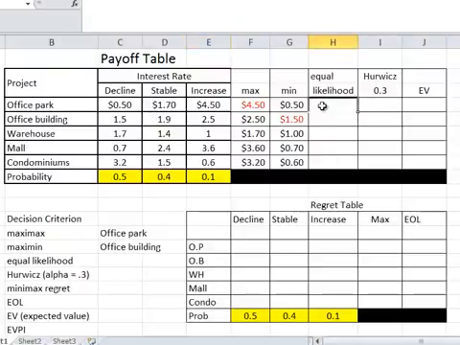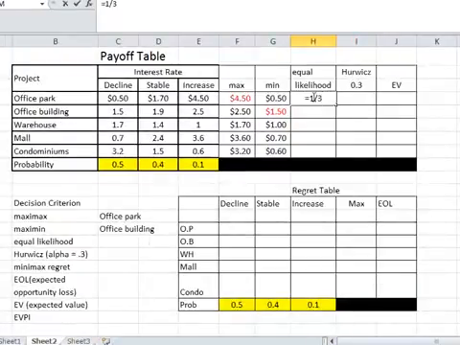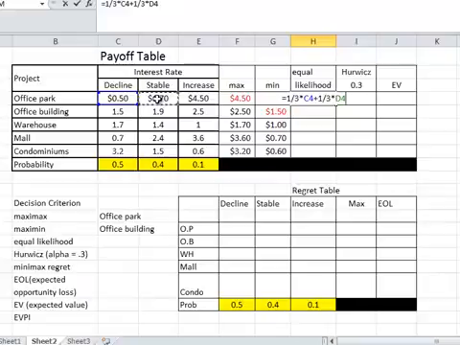Next, we are going to calculate the expected value for the equal likelihood method. This is what I'm going to do. For Office Park, there is a 1/3 chance of getting a payout of $500,000. There's another 1/3 chance of getting $1.7 million. And there's a 1/3 chance of getting $4.5 million. So this is the payout based on equal likelihood.